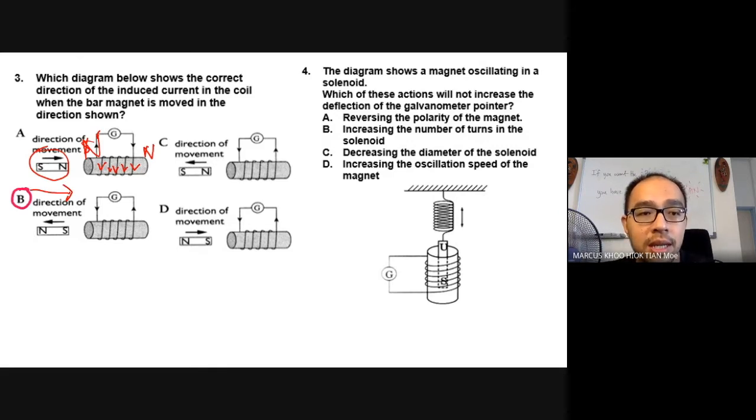Because if this side is going out, this is south, right? Then this will be north. And if this is north, then everything will be going up this way. So this is not. So everything is going up. Okay, use the pen to help you. I think the pen may be very useful. Okay, number four, Brandon.